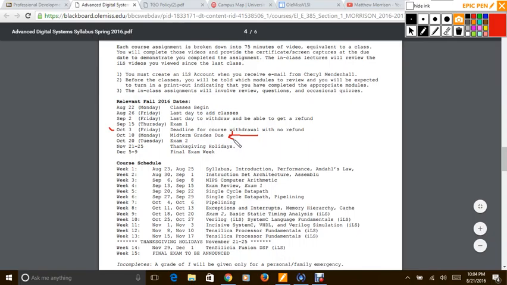Exam 2 is on October 20th. November 21 through 25 is the Thanksgiving holidays. And December 5th through December 9th is the final exam week. So this is the course schedule.